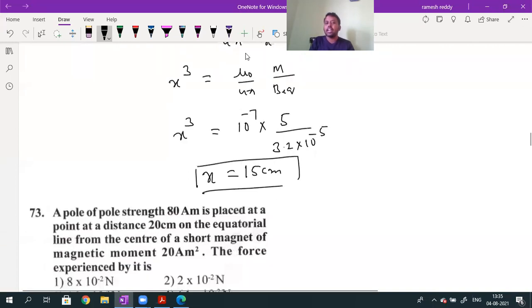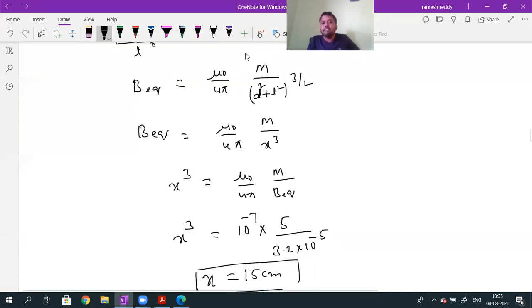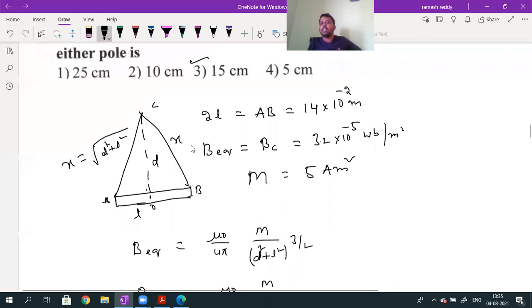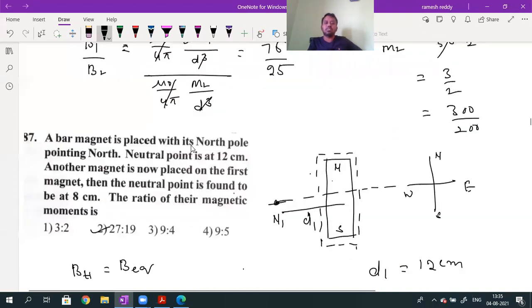So the question here is a bar magnet with magnetic moment and length given. They are asking us to calculate the distance of the point from each pole, which I call X. This is the point C. Point C lying equidistant means it is lying on the equatorial line, and only then is it at equal distance from A and B. On the equatorial line, I know the magnetic field induction formula, so you can calculate. Even the first question also. What is the first question we solved in today's class?